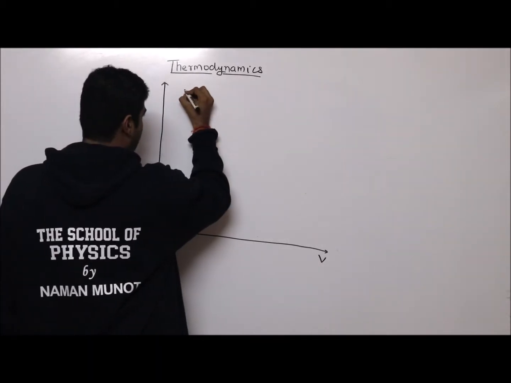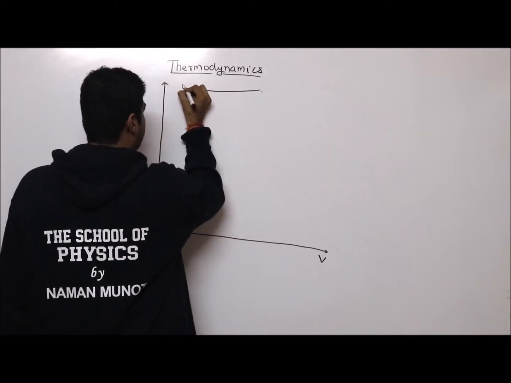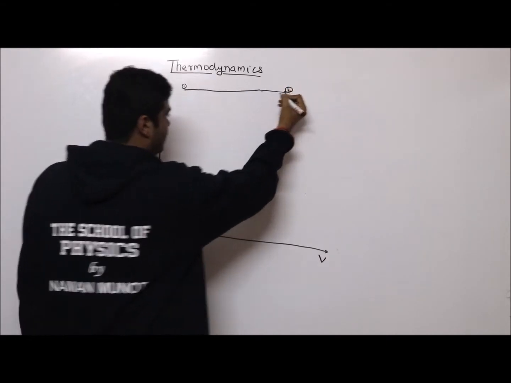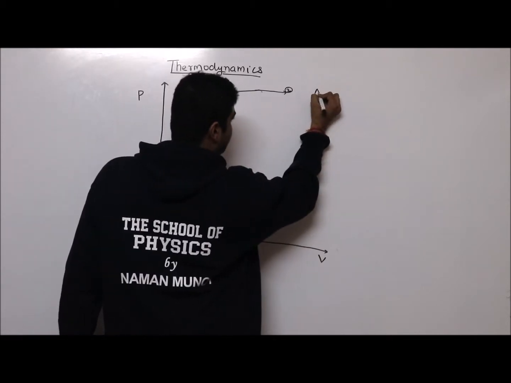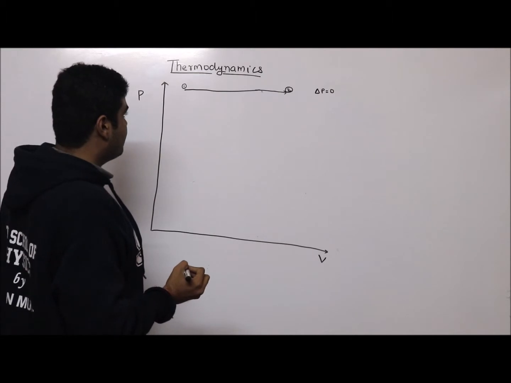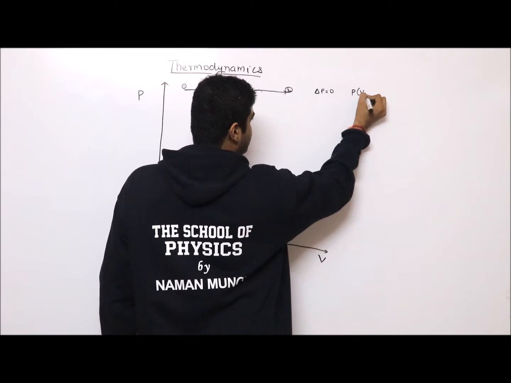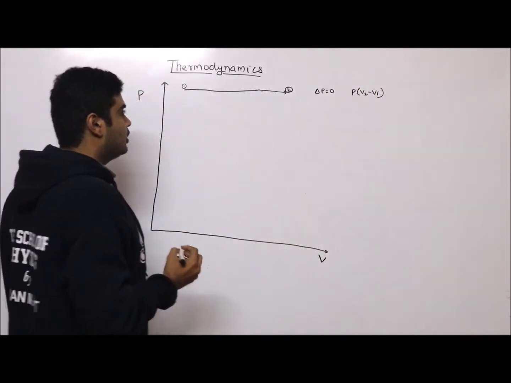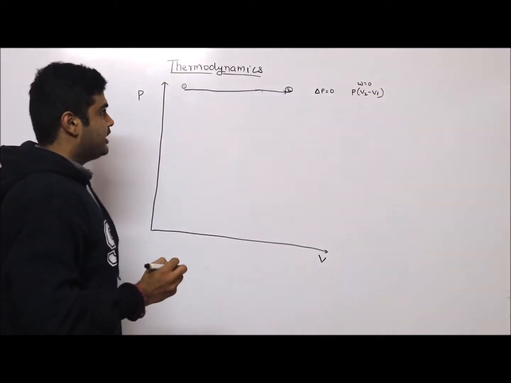Now the first kind of work that I am going to talk about is when, from point 1 to point 2, pressure remains constant, which means that delta P is equal to 0. So in this case, when delta P equals 0, work done is equal to P into V final minus V initial. Now let's talk about other things as well.